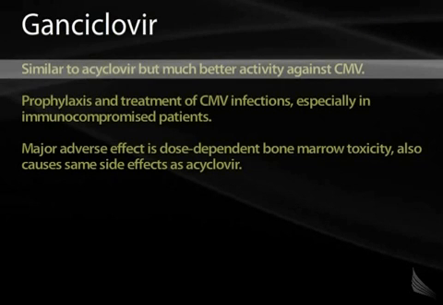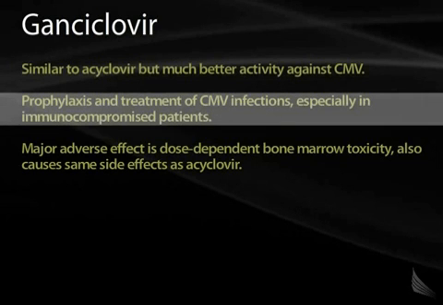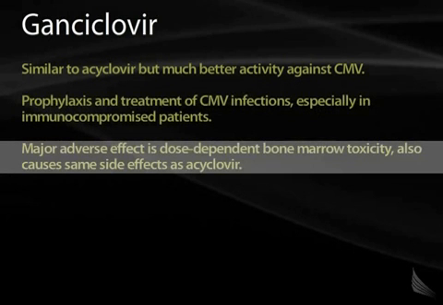Ganciclovir is very similar in structure to acyclovir, but has very good activity against CMV, or cytomegalovirus, which is a different type of herpes virus. Prophylaxis of CMV infections, as well as treatment, is carried out by ganciclovir, especially in immunocompromised patients. Ganciclovir does have an adverse effect of bone marrow toxicity and can cause the same side effects as acyclovir.